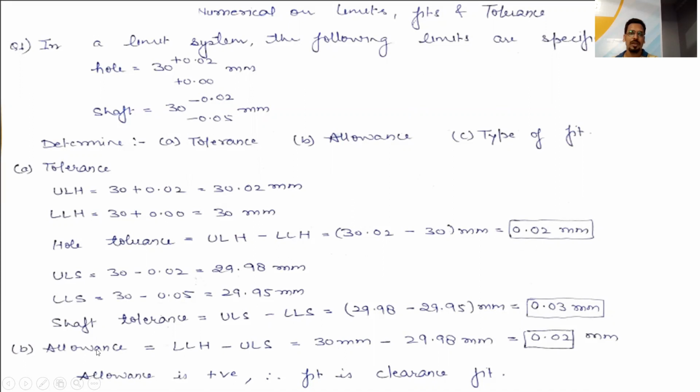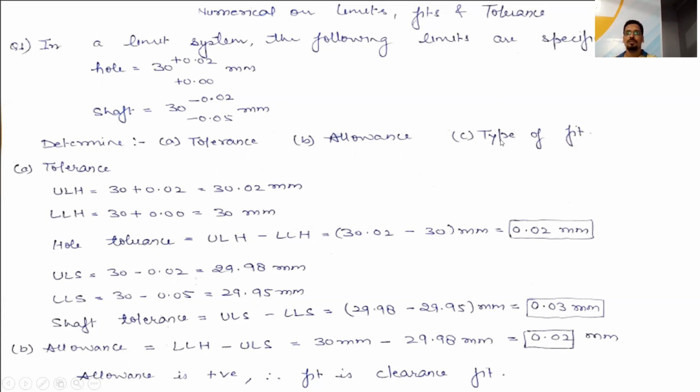Now allowance. Allowance is given by the lower limit of the hole minus the upper limit of the shaft. That is the maximum material limit for the hole minus the maximum material limit for the shaft. So the lower limit will be 30 mm for the hole, and for the shaft the upper limit will be 29.98 mm. So the difference between the lower limit of the hole and the upper limit of the shaft is equal to 0.02 mm. So this will be the allowance. This is how we will calculate allowance.